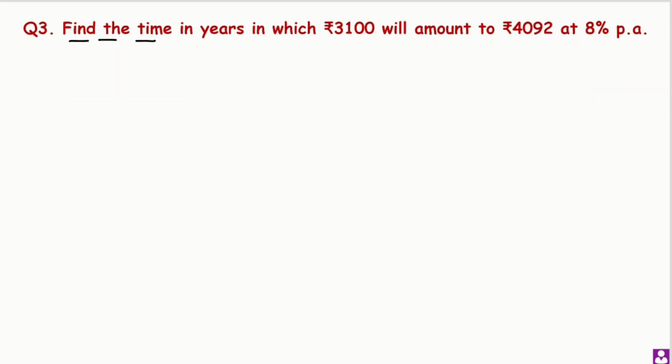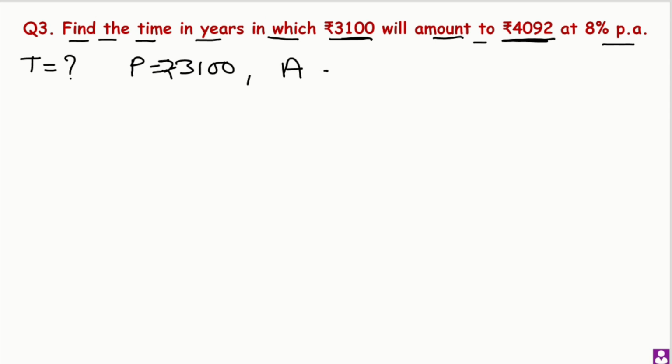So here we have our next problem. Find the time in years in which 3,100 rupees will amount to 4,092 rupees at 8% per annum interest rate. So what we need to find here? First, we need to find time. Now 3,100 is the borrowed amount, and after the interest, the amount will become this. So P equals 3,100 rupees is given, and A equals 4,092 is given. Now the interest rate, which is 8%, is given.